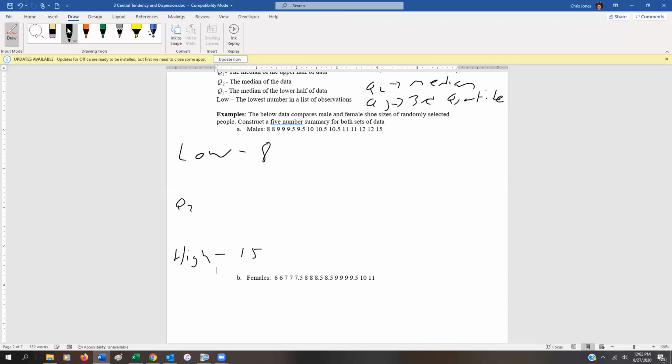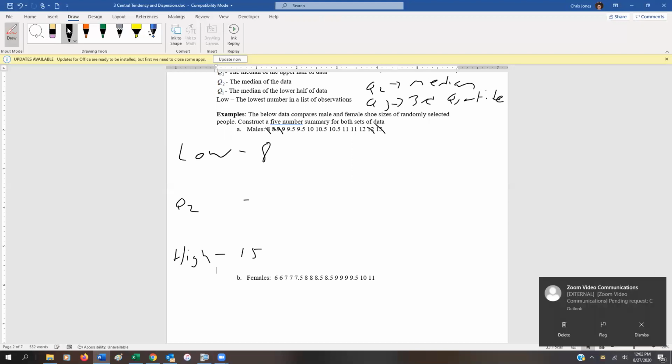Q2 is going to be the next thing that we find. All right, so whenever you're finding a 5-number summary, you want to find low and high first. They're easy. Q2 is the median. So all I'm going to do is I'm just going to cross off numbers at the end. And I'm just going to keep going.